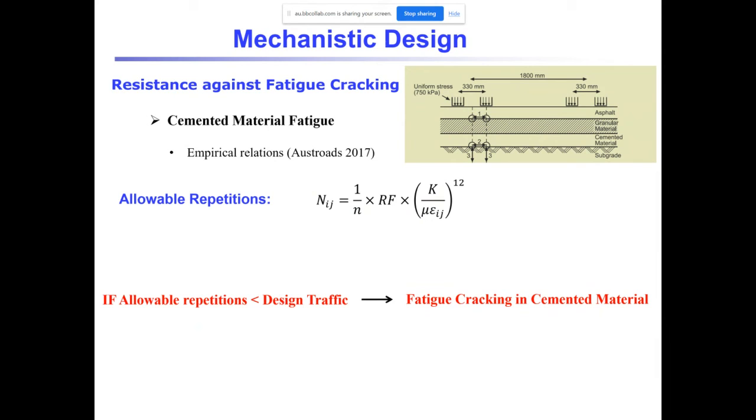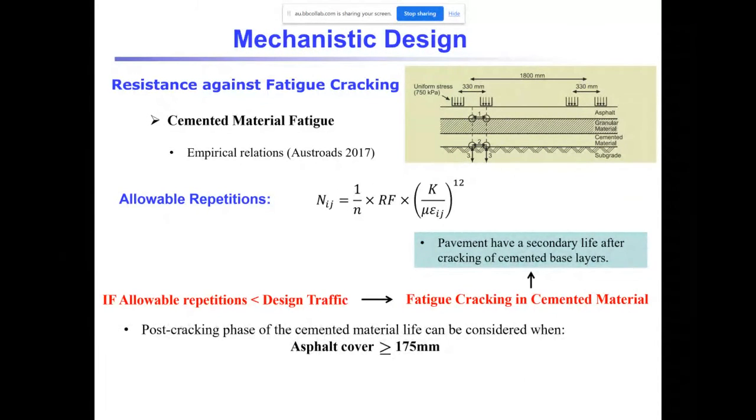For fatigue cracking, we know that if allowable repetition is less than design traffic, then fatigue cracking in cemented material will take place, right? Does it mean that we need to change our design? Here, the answer is no, right?